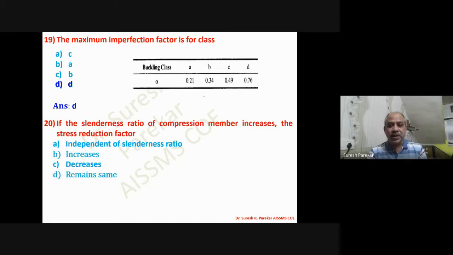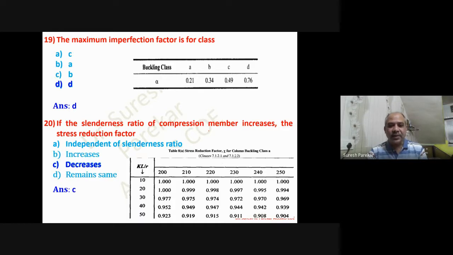If the slenderness ratio of a compression member increases, the stress reduction factor? If slenderness ratio increases, FCD decreases, and FCD is directly proportional to the stress reduction factor, so automatically this also decreases. So you can have this, option A: the stress reduction factor. You can see KL upon R is increasing, and then the stress reduction factor is decreasing.